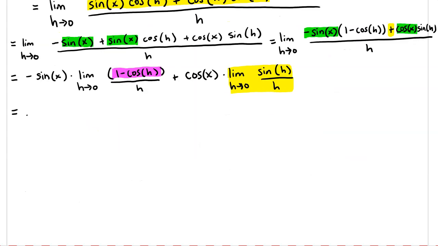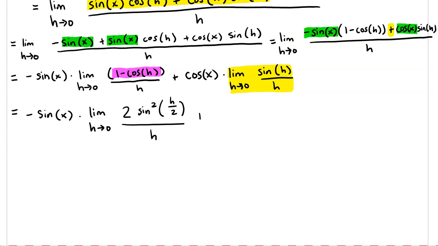So we're going to have negative sine of x times the limit as h approaches 0, and this violet highlighted thing, I'm going to replace that, like I just said, with 2 times sine squared h over 2, all over h. And then plus cosine of x, and then this whole thing is equal to 1, so I have times 1 here. Okay, so we're almost to the finish line.